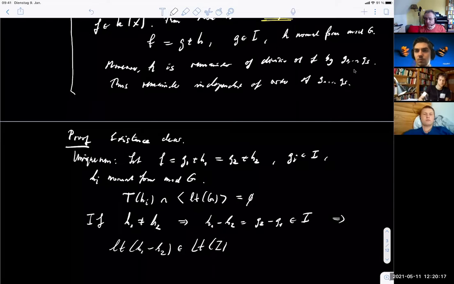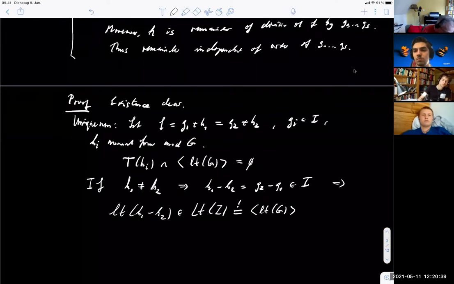Okay, because it's the leading term of a non-zero element in the ideal, right? But this is my assumption that I deal here with the Gröbner basis. I know the leading ideal is generated by the leading terms of the g_i. Okay, good. But then you see the leading term of h1 minus h2, what is it?